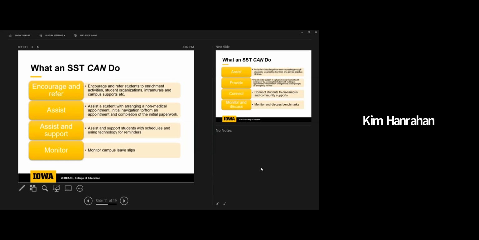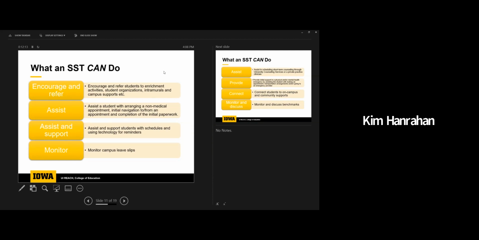I'd like to go through a list. The next slides will be what student support teams can do and what we absolutely can't do here at REACH. So we can encourage students to explore all of campus. We want them to have the richest, fullest experience that they possibly can. We don't want them sitting in their room constantly or just not being brave and exploring. And so we'll support them, encouraging them and referring them to those activities or events that are of interest to them.